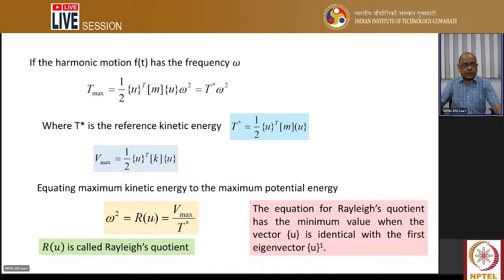R of U, that is the Rayleigh quotient. You can see this Rayleigh quotient is V max divided by T star. That is maximum potential energy divided by the reference kinetic energy. And here you can see that omega square is nothing but the Rayleigh quotient. So the Rayleigh quotient is a parameter which is understood as the maximum potential energy divided by the reference kinetic energy, and it is always a positive quantity because it is related to omega square.